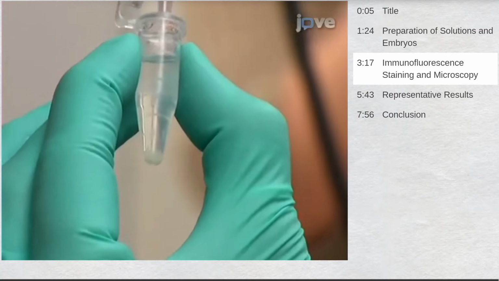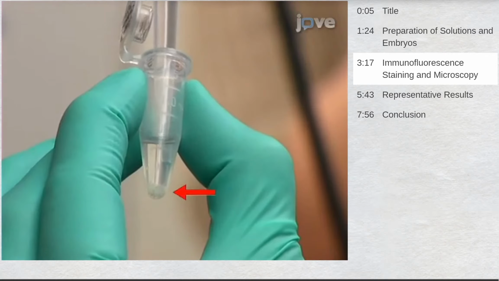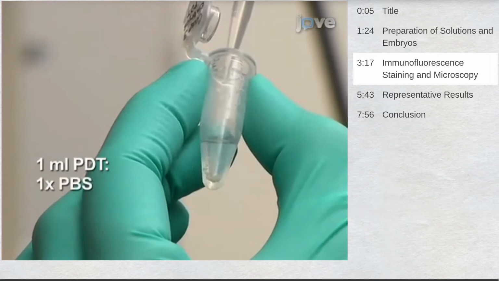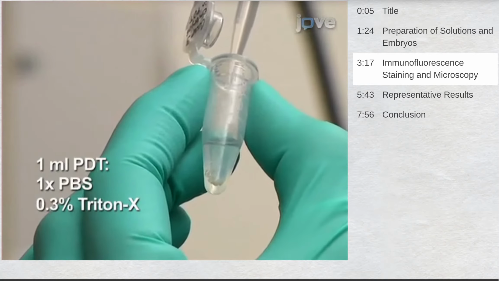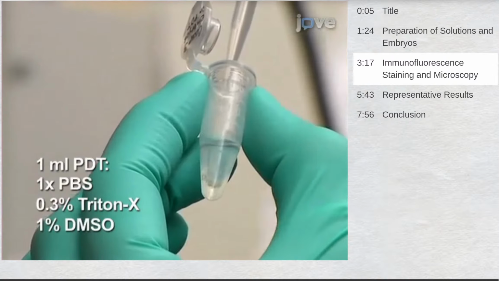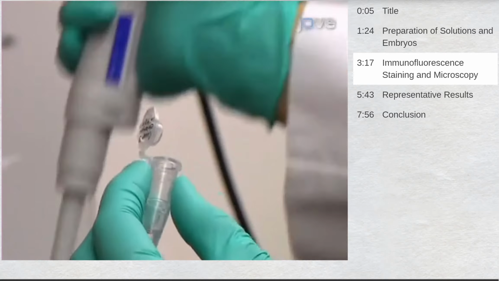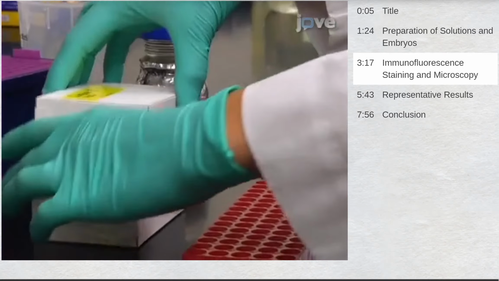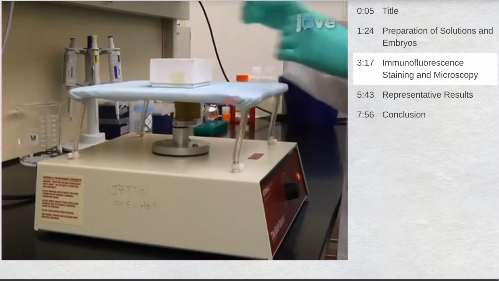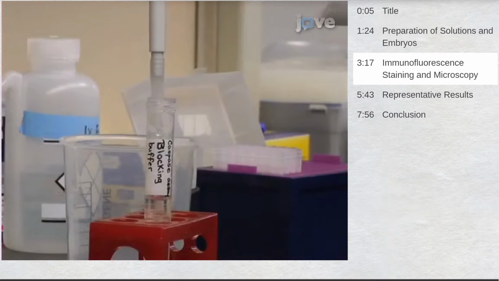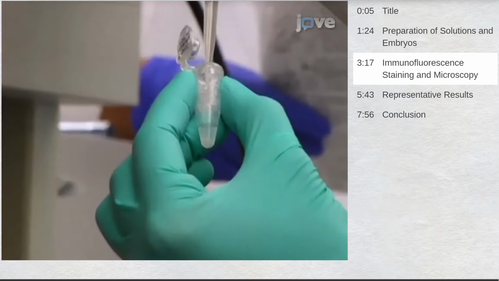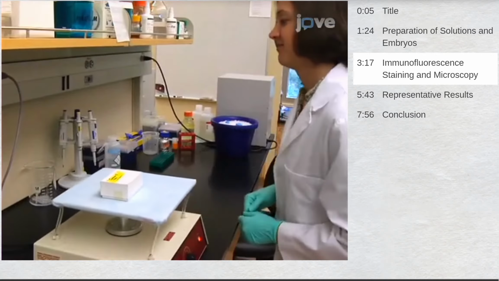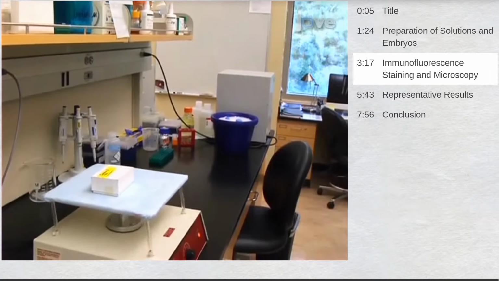After the incubation, allow the embryos to settle to the bottom of the tube before removing most of the methanol, and carefully adding 1 milliliter of 1x PBS with 0.3% Triton X and 1% DMSO. Immediately, remove the PDT and replace with fresh PDT, then lay the tubes on their sides and rock for 30 minutes at room temperature. After carefully removing most of the PDT, add 500 microliters of blocking buffer and, ensuring that the embryos stay submerged in solution, gently rock for 1 hour at room temperature.